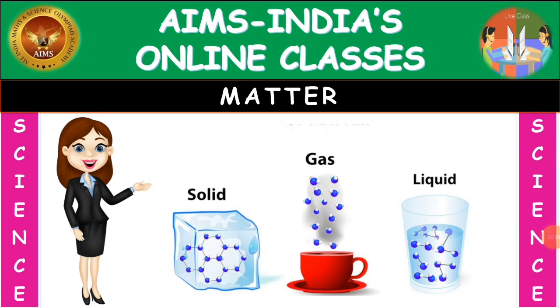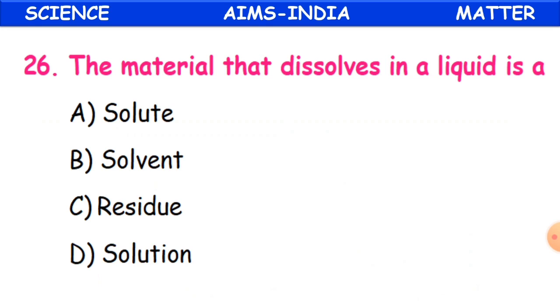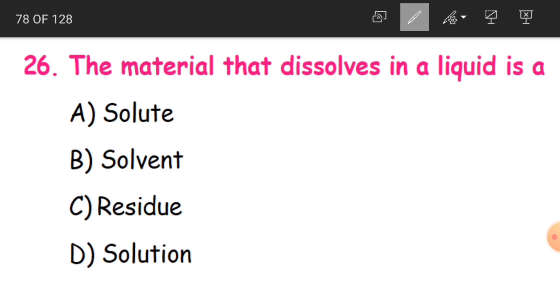Today from our science subject we are going to continue the question and answer session from the lesson matter. Okay children, in the previous session we have completed around 25 questions. So we will be continuing with the 26th question in this session. The 26th question is, the material that dissolves in a liquid is A.